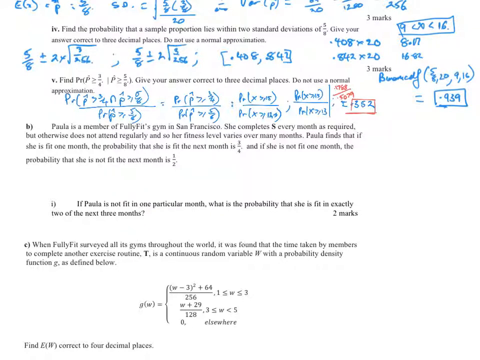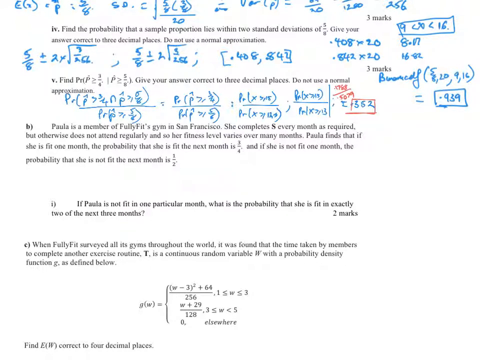All right, Paula is a member of Fully Fit's Gym in San Francisco. She completes tests every month as required, but otherwise does not attend regularly. So her fitness level varies over many months. Paula finds that if she's fit one month, the probability that she's fit the next month is 3/4. And if she is not fit one month, the probability that she is not fit the next month is 1/2.